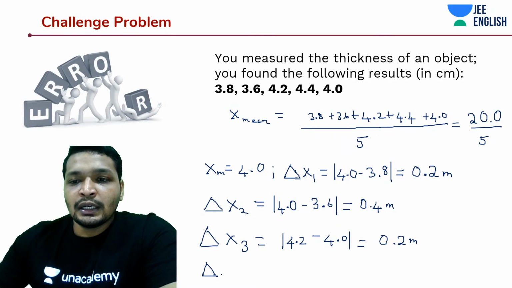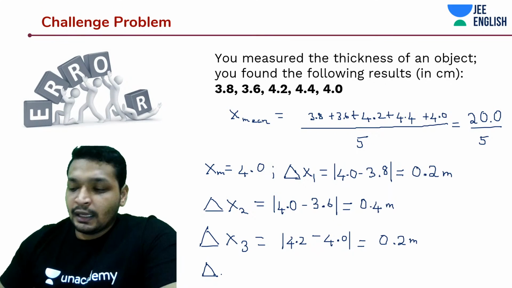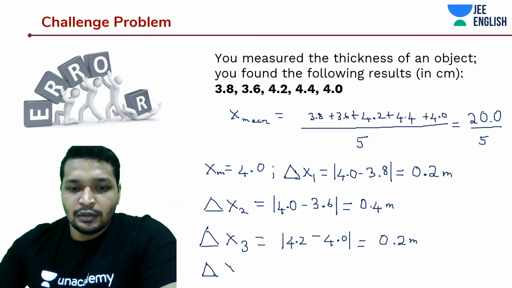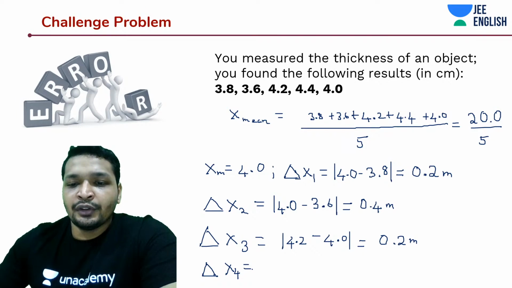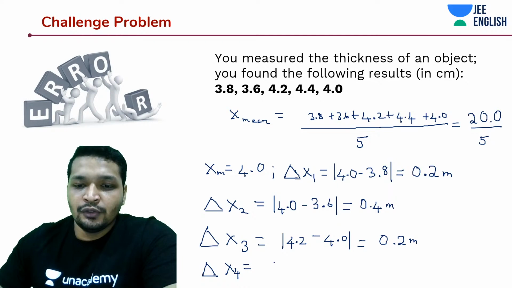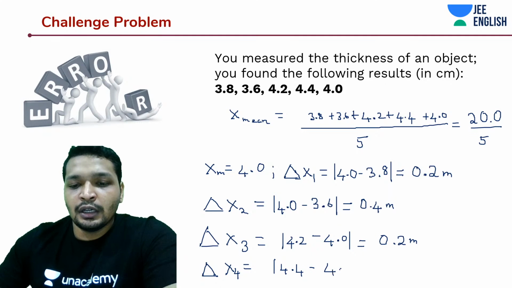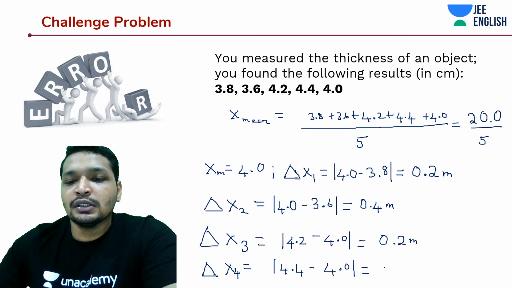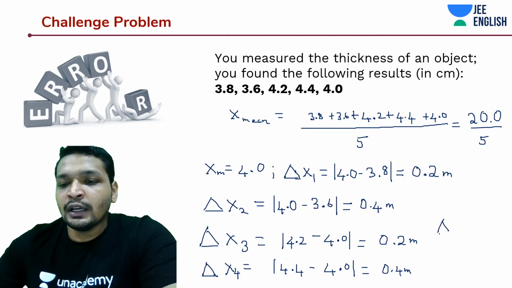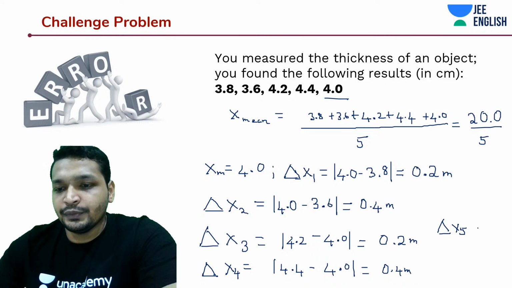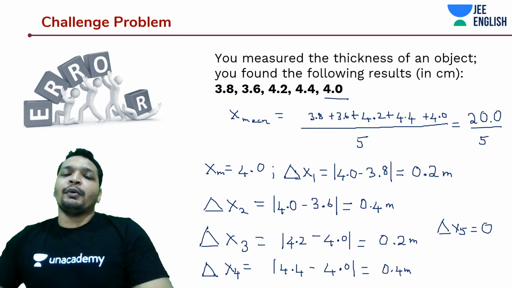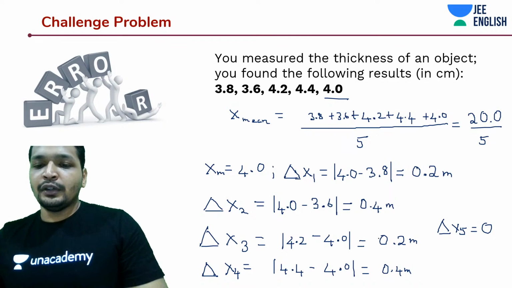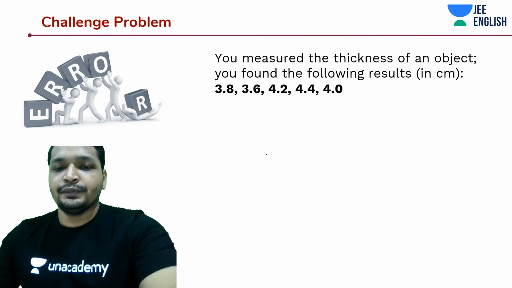And what about your delta x4? Anyway, I'm just directly going to write down delta x5. Delta x4 is 4.4 minus 4.0, that's going to give me 0.4 meters. And we very well know delta x5 is 0, 4.0 minus 4.0. Okay, so 0.2 plus 0.4 plus 0.2 plus 0.4 plus 0.